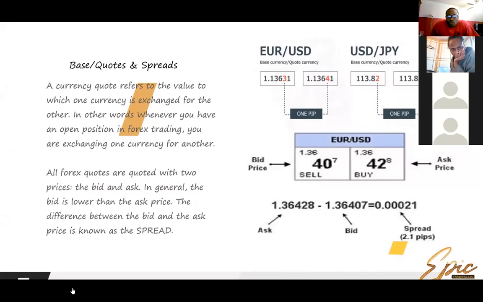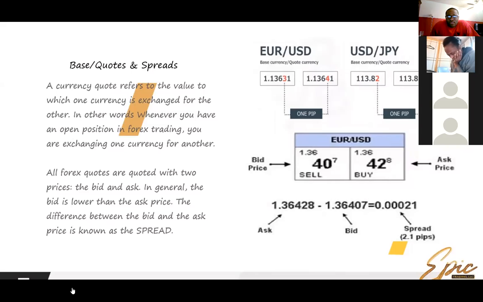Currencies are always quoted in pairs, so it is very important to understand that you are simultaneously buying one currency and selling another. Again, how do you know what you're buying and what you're selling? Looking at the base and the quote price. So let's use this EUR/USD for example. The Euro would be the base, the USD would be the quote.